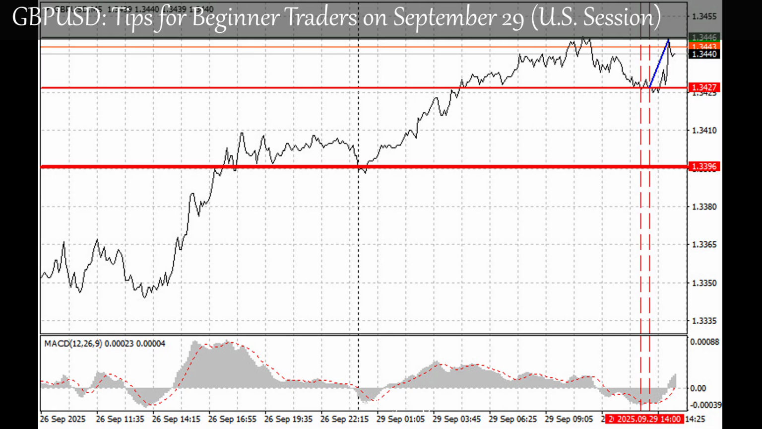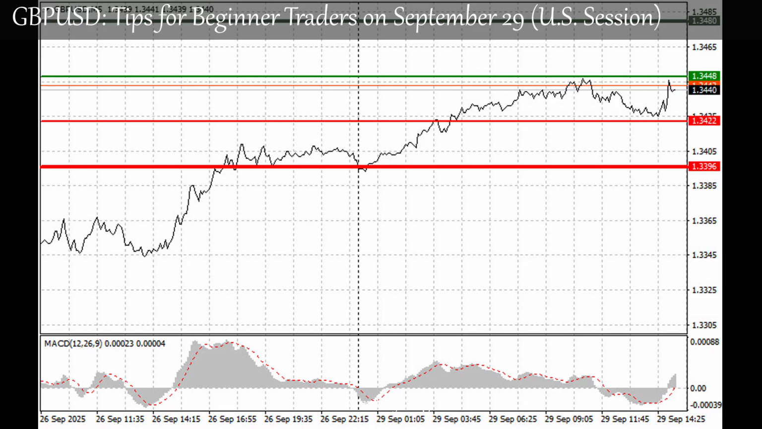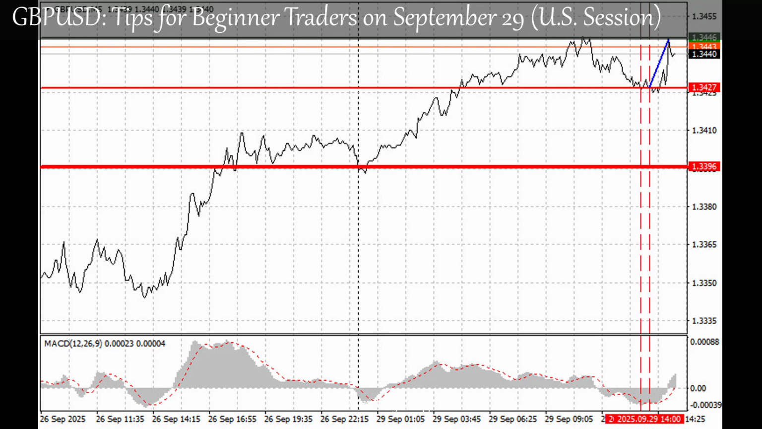Scenario 2. I also plan to sell the pound today in the event of 2 consecutive tests of the 1.3448 level while the MACD indicator is in overbought territory. This will limit the upward potential of the pair and lead to a reversal downward. A decline toward 1.3422 and 1.3396 can be expected.